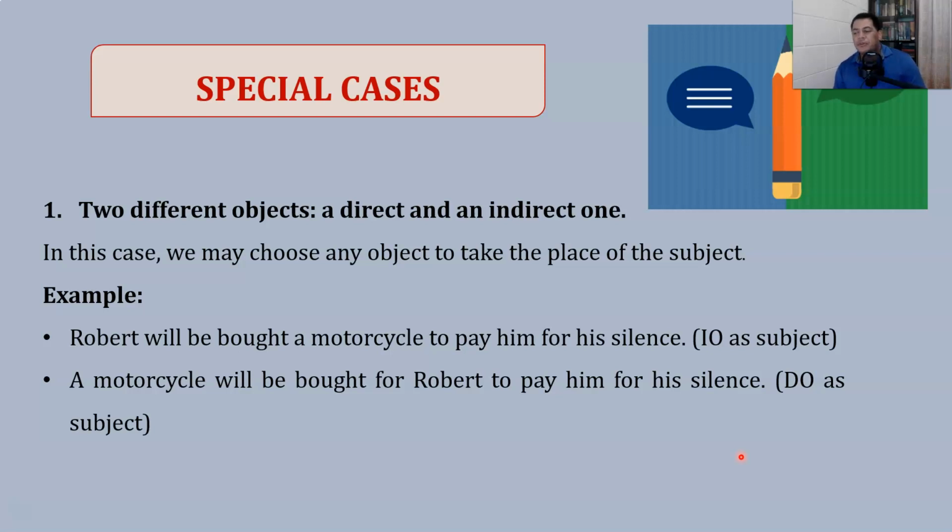So check it out. Robert will be bought a motorcycle to pay him for his silence. The indirect object is being used in this case as the subject of the new sentence. Or a motorcycle will be bought for Robert to pay him for his silence. In this case, the direct object is acting as the subject. It depends, guys. Sometimes both are possible, sometimes only one is possible. It is a matter of each individual sentence. I cannot give you specific, clear rules that say always the two possibilities are okay. No, sometimes it's not.